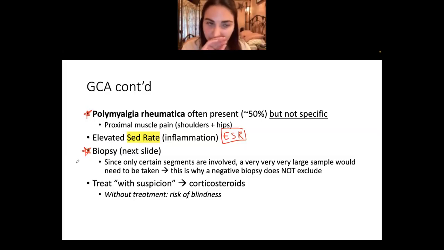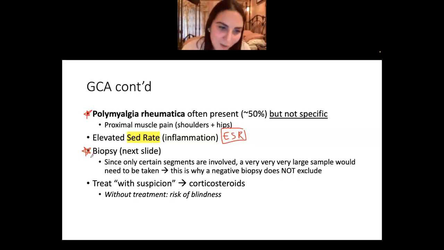So you actually can't use a negative biopsy to exclude GCA because you would need such a big segment of the temporal artery and you can't take that much of it, because a lot of the times with vasculitis you have areas of granulomatous inflammation, then it's fine, then you have areas of granulomatous inflammation and it's fine, and this comes up over and over with the vasculitis. So if you have a negative biopsy, you can't rule it out, which also makes it tricky. But I'll also show you what it looks like if it is positive.